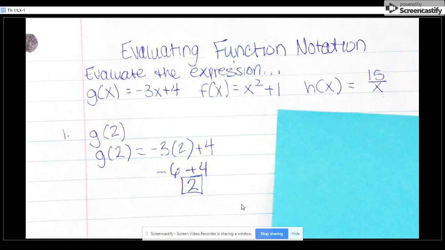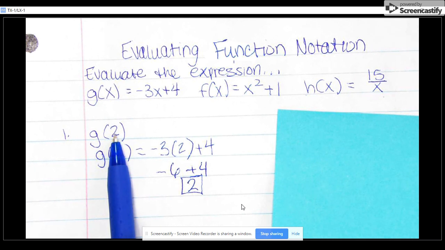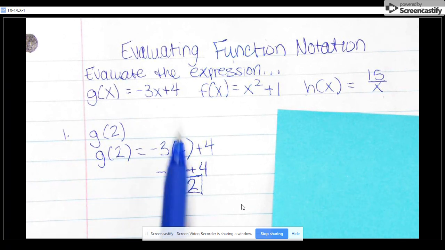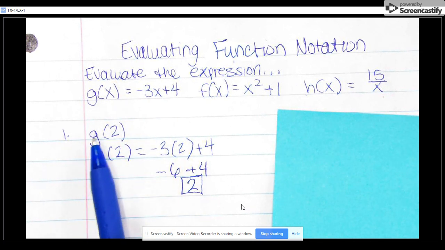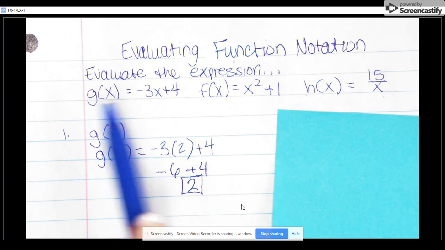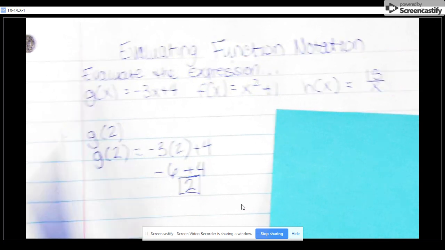Now, these are the common themes that you're going to see throughout this entire video. However, there are some different examples, some different ways in which these problems are going to be presented. So remember, whatever is in place of the x, that number is going to replace the x in the entire equation. You are going to match up your equations with the letters in front.